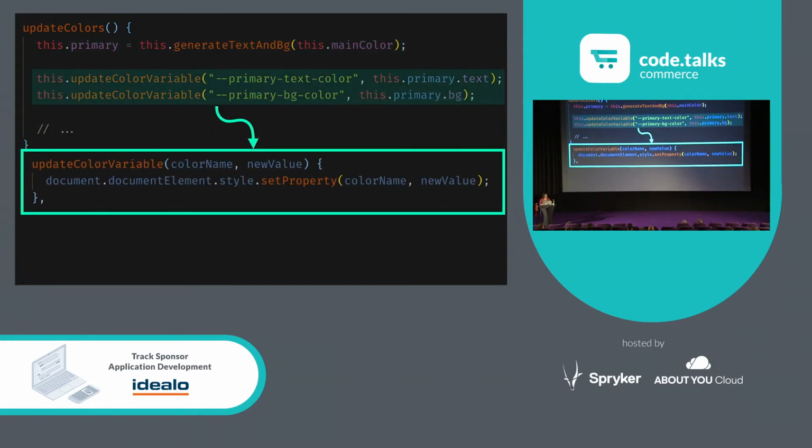And once again, I'm using the update color variable to override the values in my CSS. But this time, I'm saving not only a primary color, but a primary text color and a primary background color, because I know that they can be used together with enough contrast.